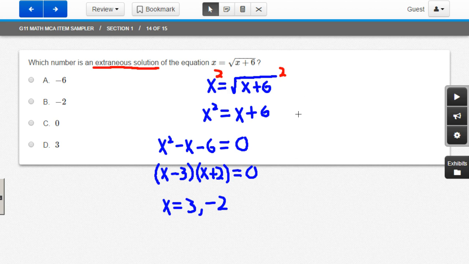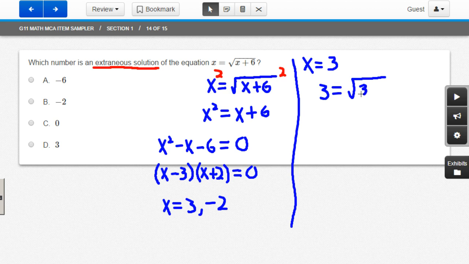As far as figuring out which one's extraneous, that's going to require plugging them back into our equation and checking. So we'll do our check here. We'll start off with x equals 3. If I substitute the 3 in for my x's, that gives me 3 is equal to square root 3 plus 6. In other words, 3 is equal to square root 9. So 3 is equal to 3. All right, so the 3 checks out. It is an actual solution to my equation.